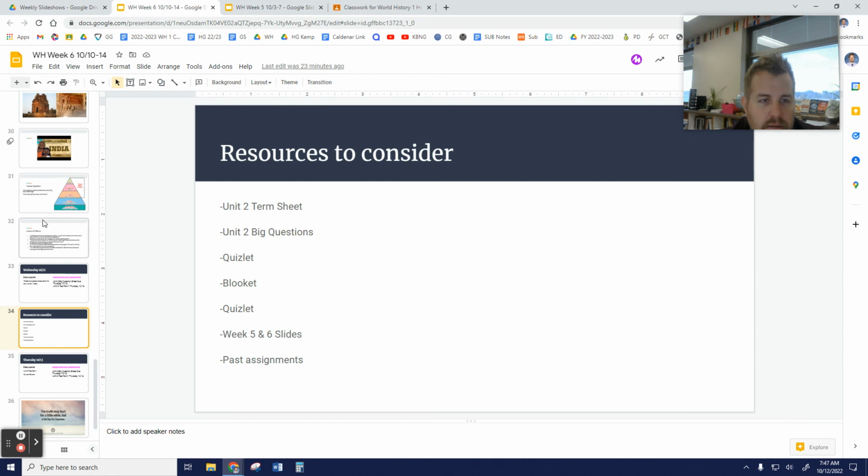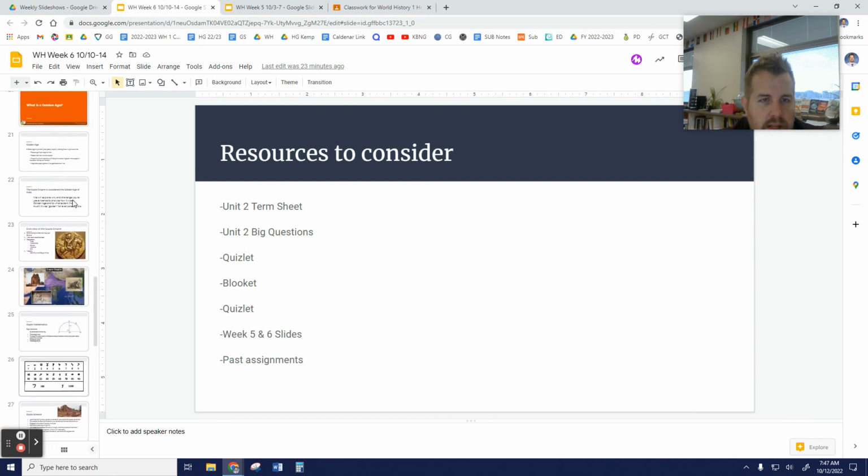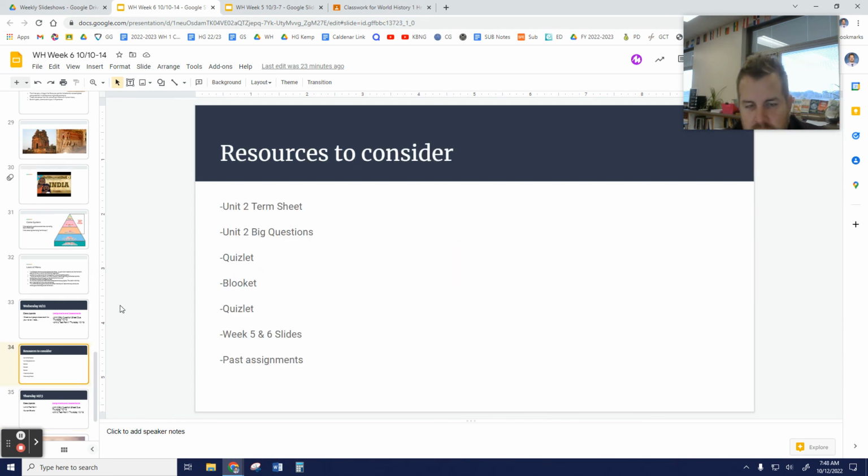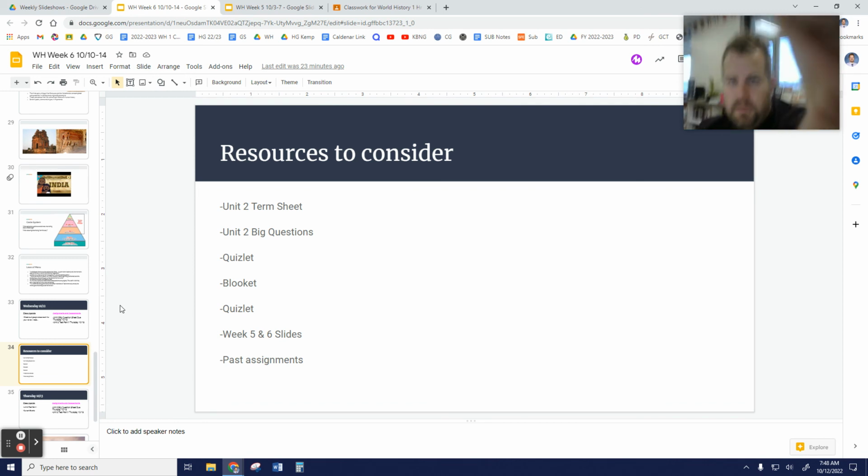Go back to this slide. Oh, I actually have those slides in two spots, so you could look at that in week 5 and week 6. Here are again the resources that you can use. Gosh, I keep hitting the desk. This camera's not on very sturdy.